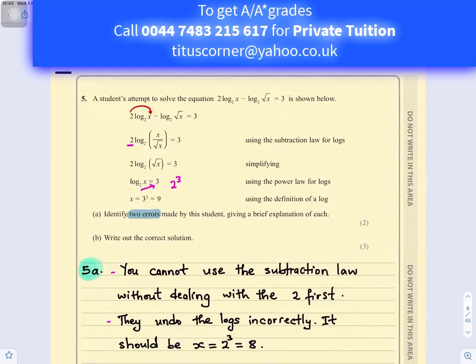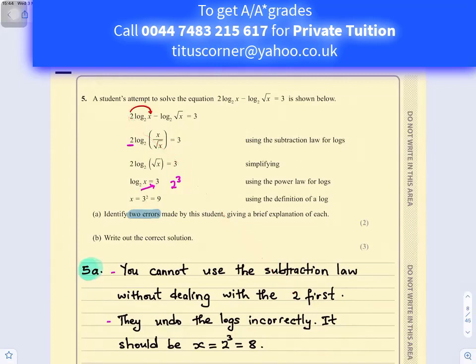First error, you cannot use the subtraction law without dealing with this 2 first. So they have to take these 2 in front and put it as a power, so it'll be x squared before you use the subtraction law. So the 2 has to go to the front, so it'll be log x squared to the base 2 before you use the subtraction law.